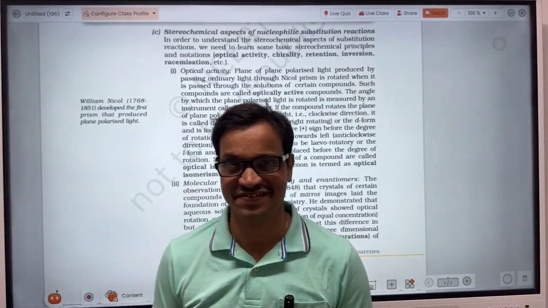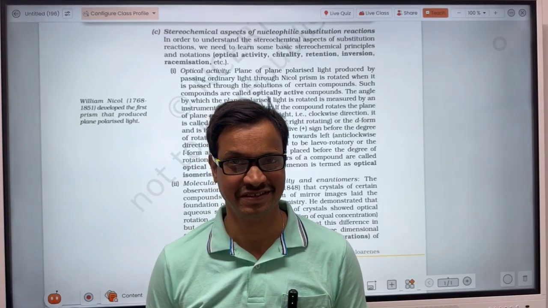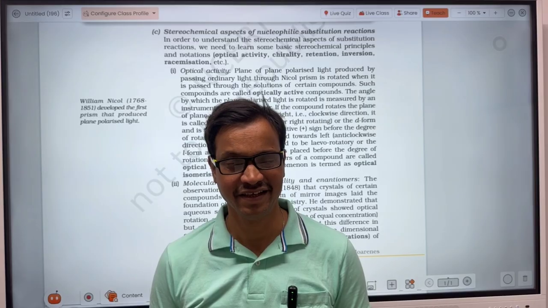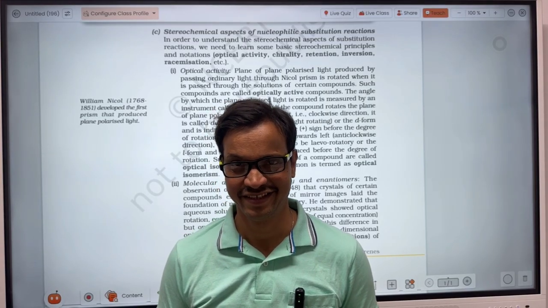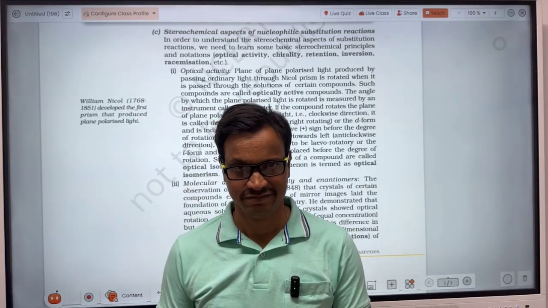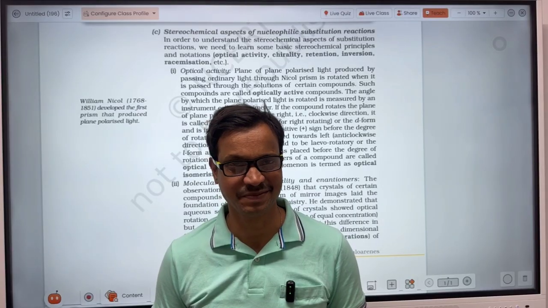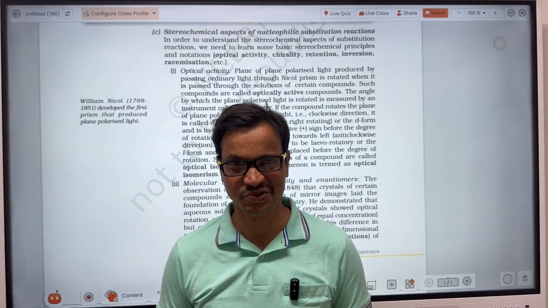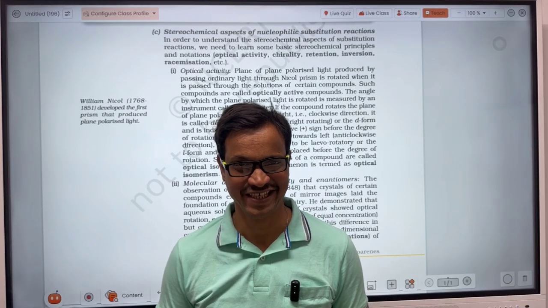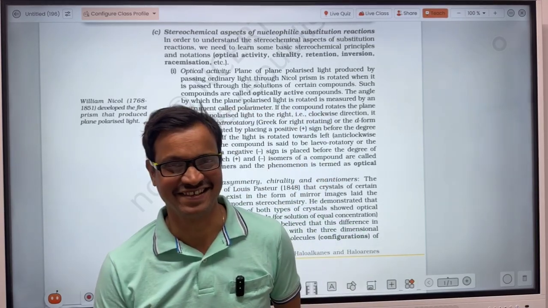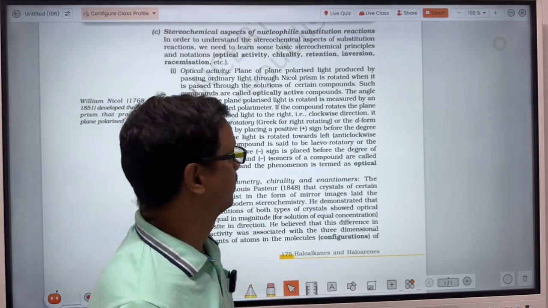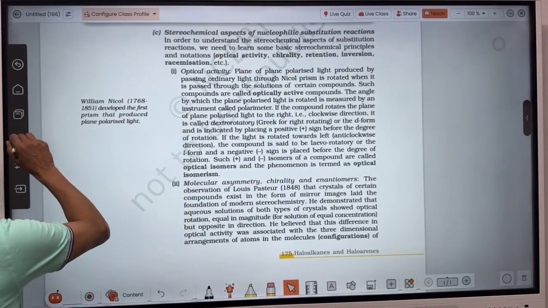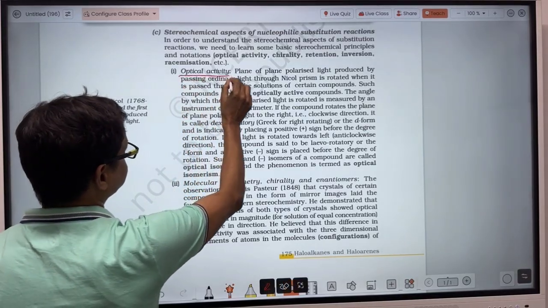In the last class, we discussed the nucleophilic substitution reaction in haloalkane. But in that class, we have not discussed the stereochemical aspects of nucleophilic substitution reaction. About that, we will discuss in this class. Let's see firstly, there is a term, optical activity.